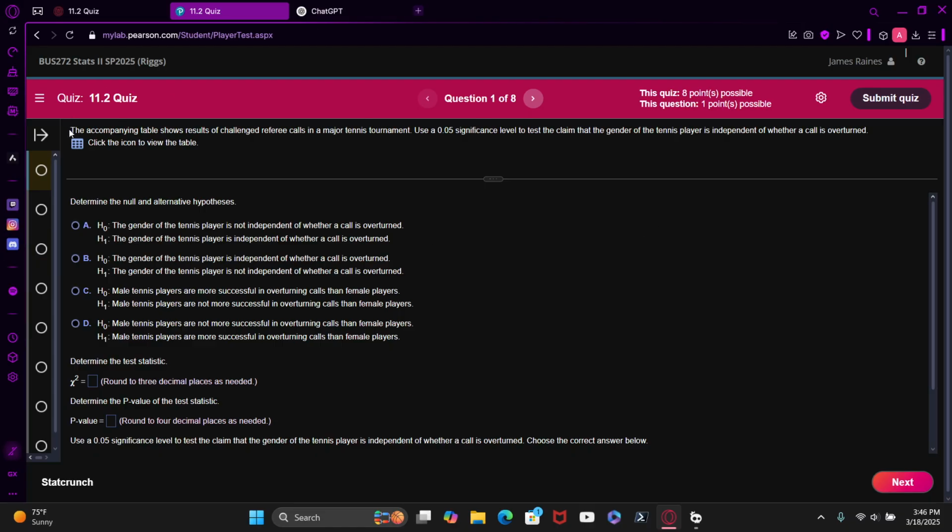So the accompanying table shows results of challenged referee calls in a major tennis tournament. Use a 0.05 significance level to test the claim that the gender of the tennis player is independent of whether a call is overturned. Determine the null and alternative hypothesis. The claim is that gender is independent of whether a call is overturned.